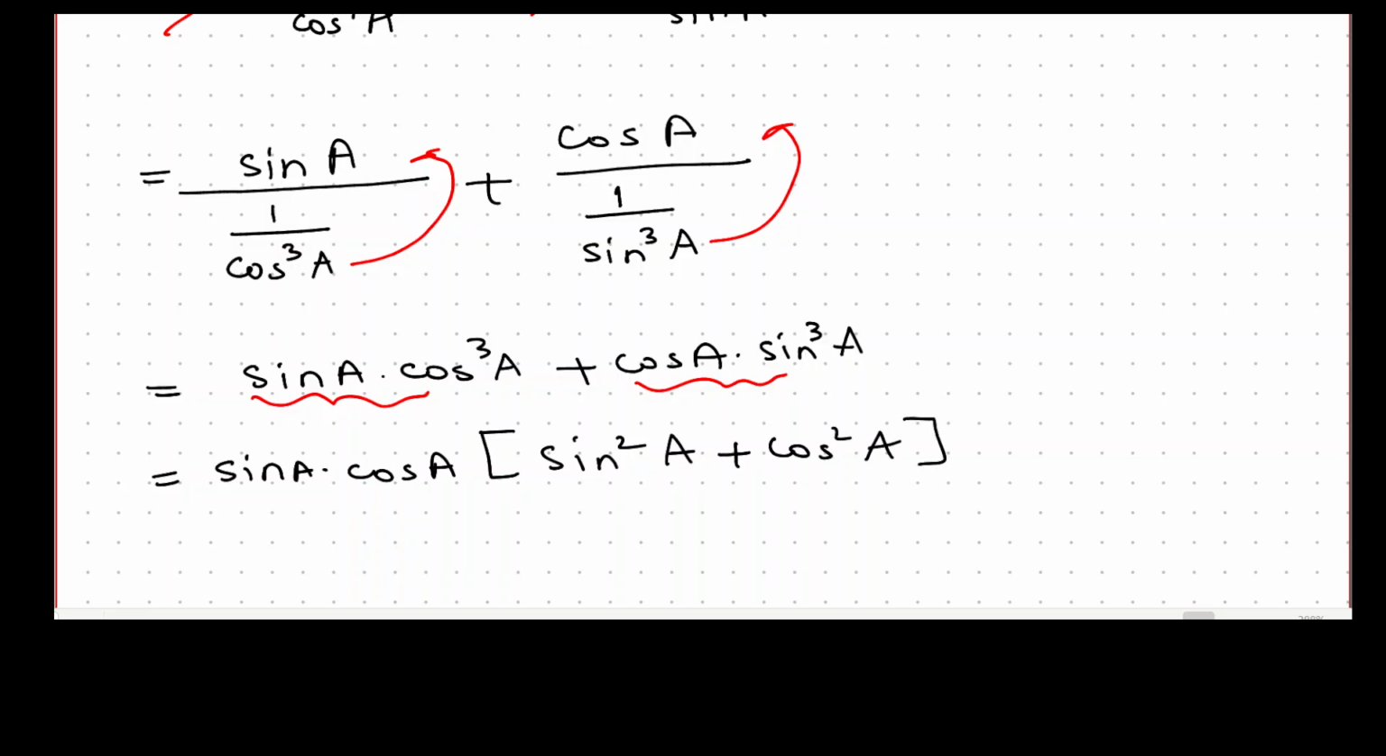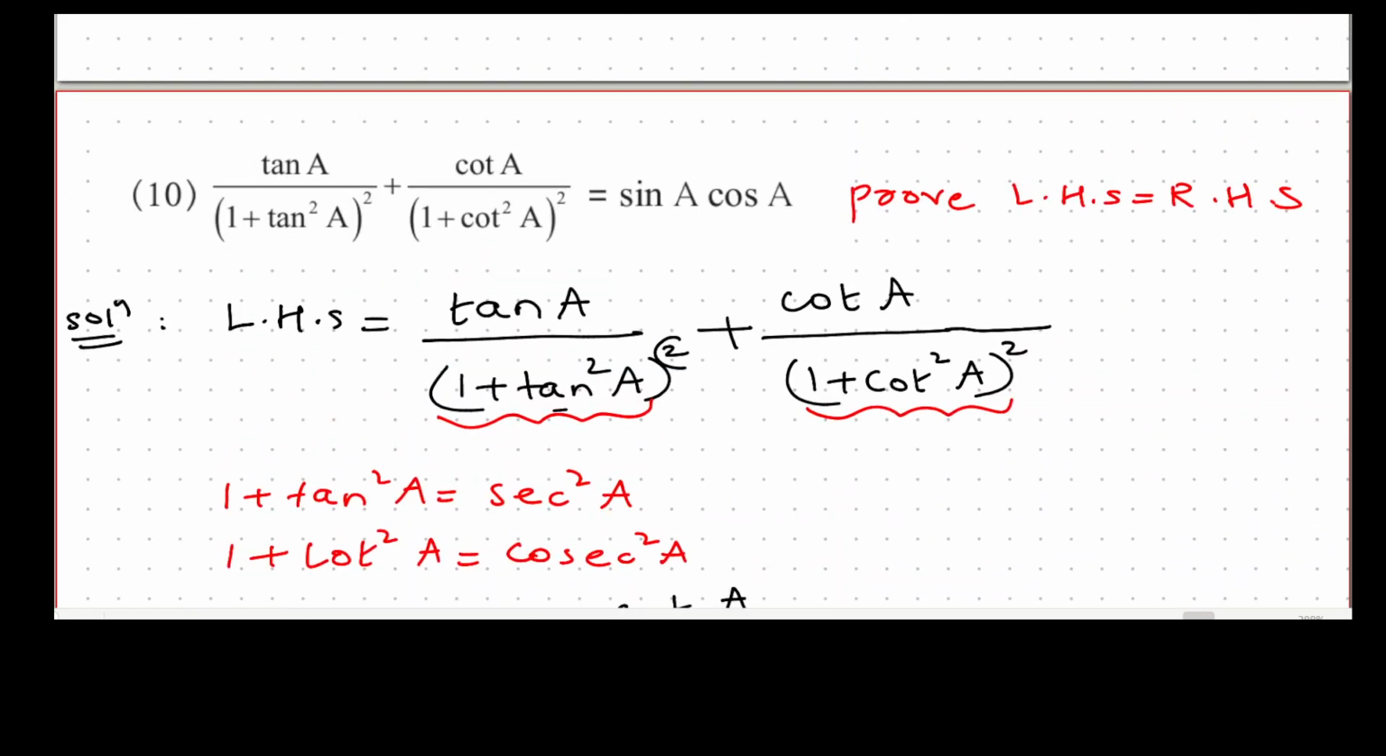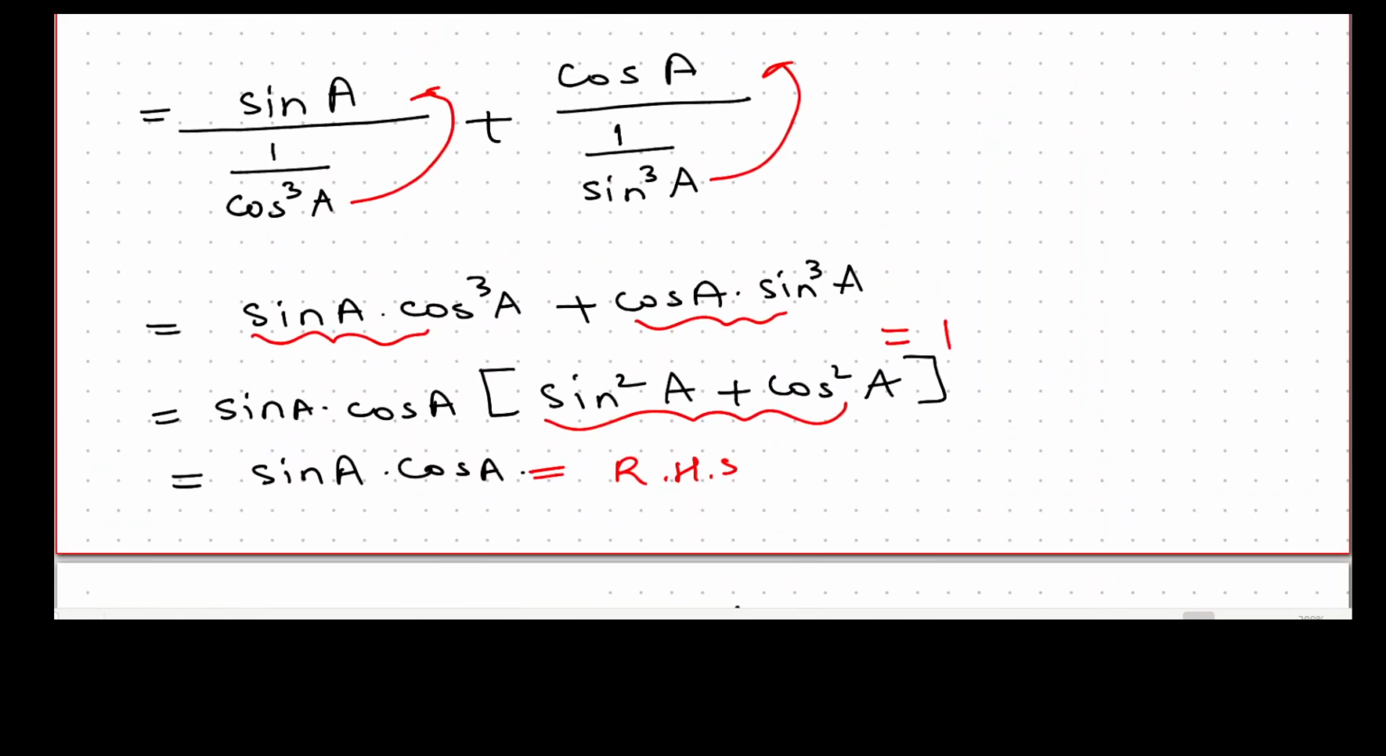square a, and that is equal to sin a into cos a, because sin square a plus cos square a is equal to 1. So this is our right hand side. If you go back to the question, what do we have to prove? We have to prove that this left hand side is equal to sin a into cos a. So we got it. We got the final answer. Here it's the right hand side, hence proved.